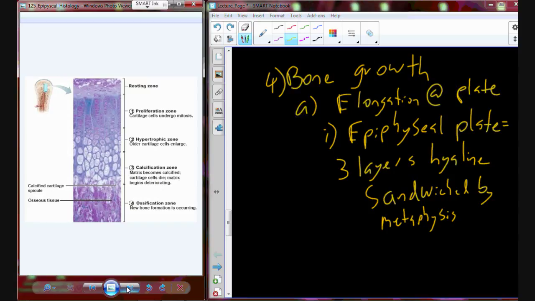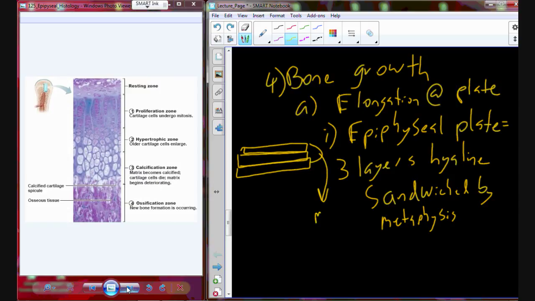Okay, so I'm thinking this is a little confusing, so let's maybe draw this out just a little bit. We're going to have three layers. Two of the layers are going to be metaphysis-like, and a third layer in the middle is going to be hyaline cartilage-like. And within that layer, we would find this structure here. Okay?